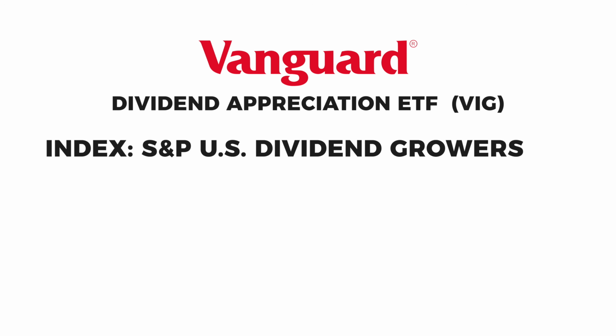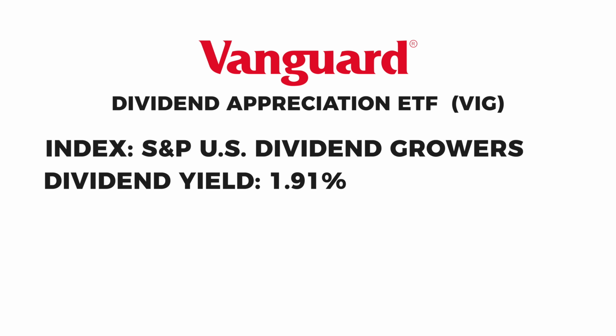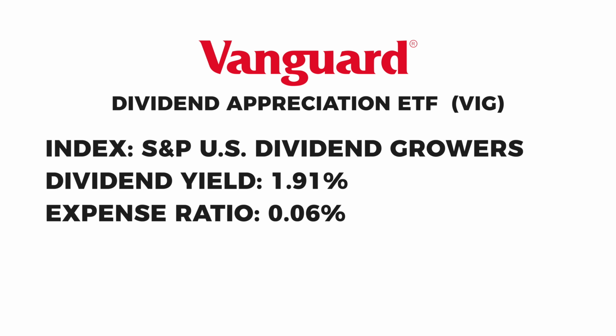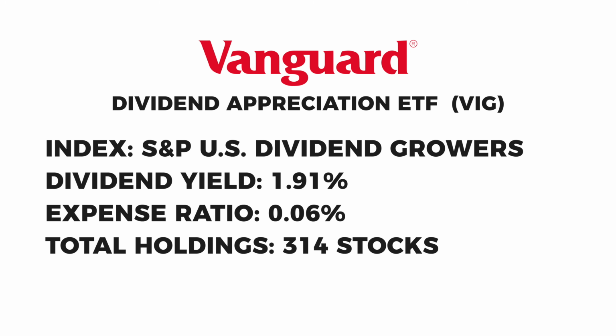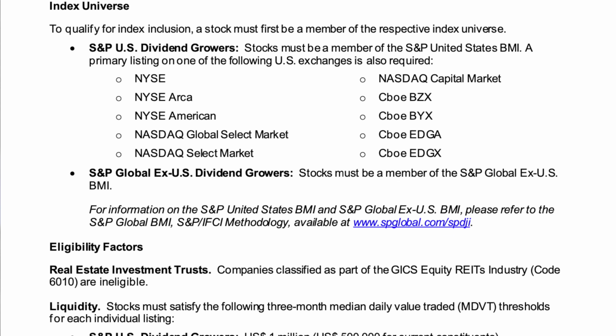It uses the S&P US Dividend Growers Index as its benchmark. It has a 1.91% dividend yield and a 0.06% expense ratio, which is exactly like SCHD. It holds a total of 314 stocks, so about triple the amount that are in SCHD. And here's the criteria that it uses.